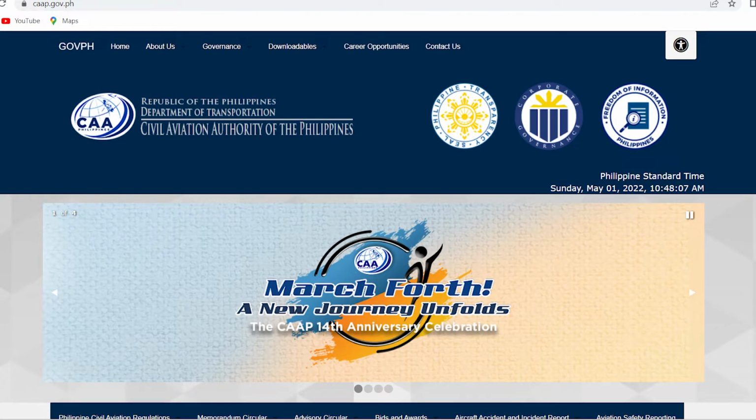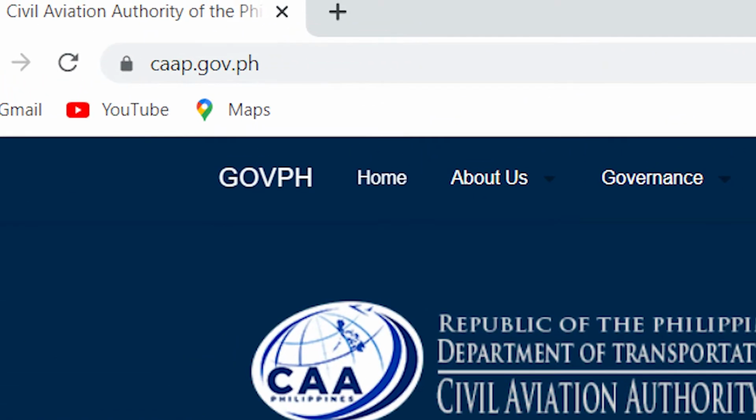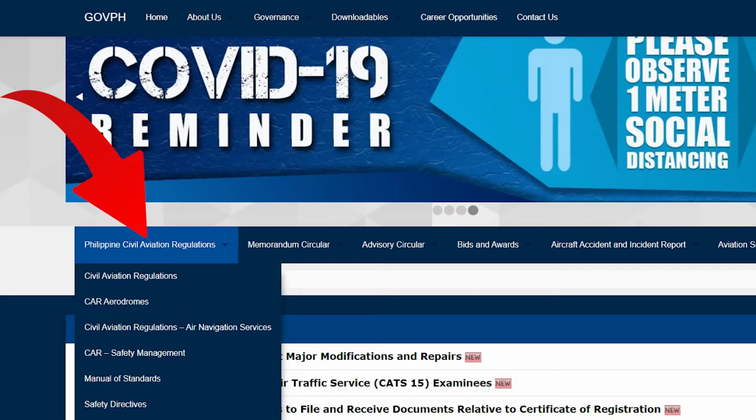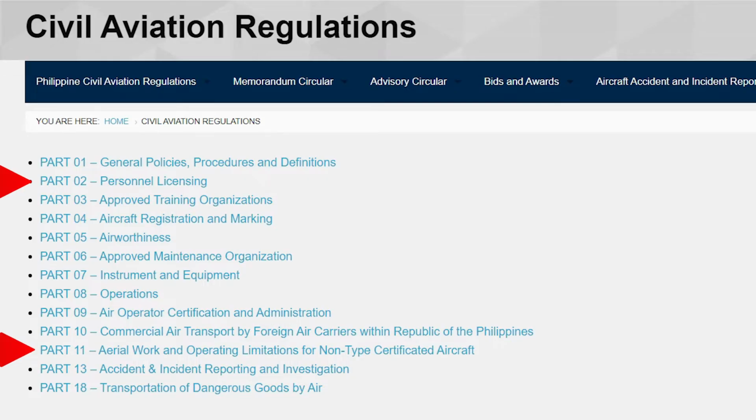So where can we see these CAAP rules? We can download them from the website of the Civil Aviation Authority of the Philippines, that is caap.gov.ph. In this website we will go inside the downloadables and look for the PCAR. In the PCAR we are concerned with two parts: part 2 and part 11. Part 2 is for licensing, the requirements for RPA pilot licensing, and part 11 is for the rules and regulations specialized for drone pilots. Let's go directly into part 11 first.